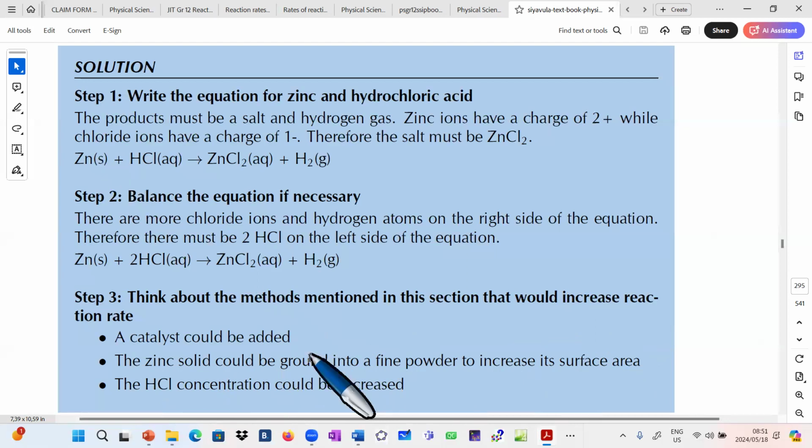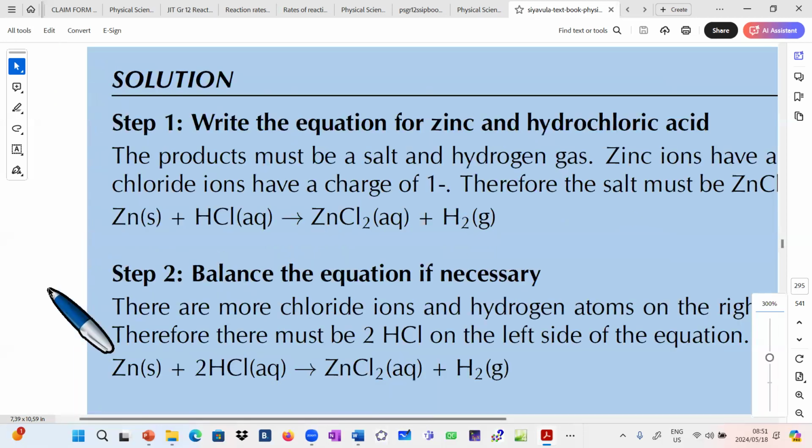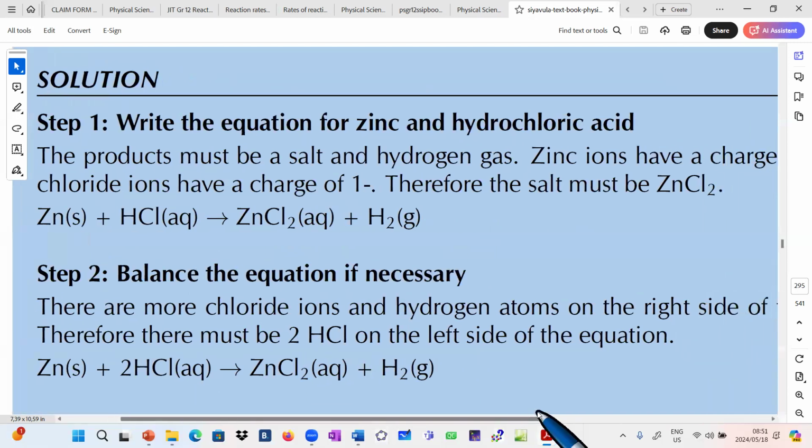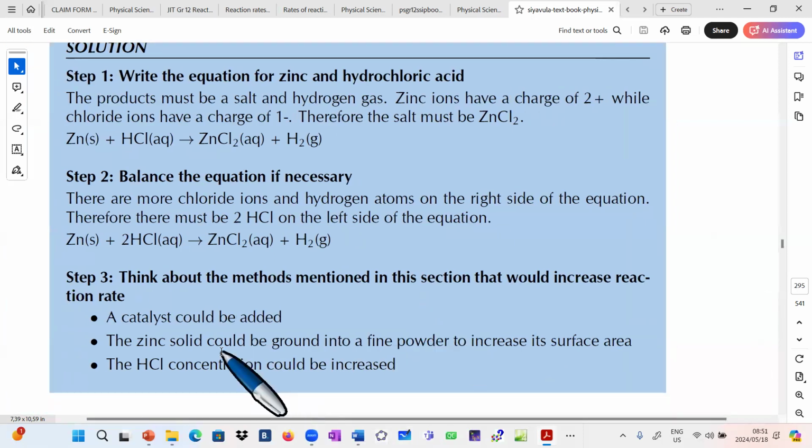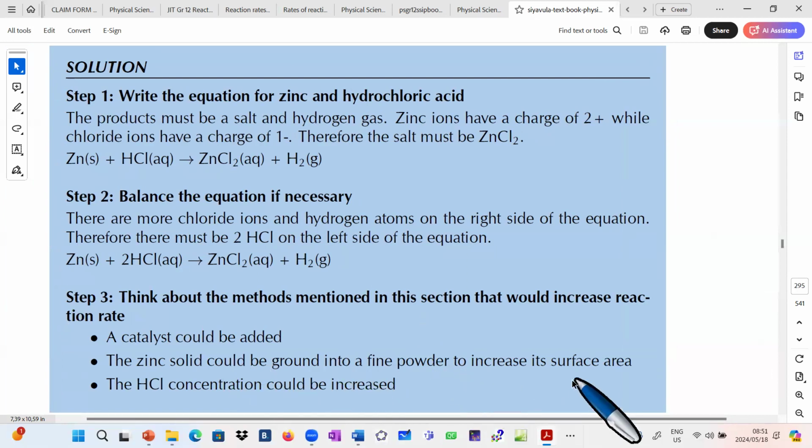You have zinc, which is a solid. You can increase the state of division and increase the surface area. How to increase the surface area? The zinc solid could be ground into a fine powder to increase its surface area. If there's a solid reactant, you can attempt to increase the reaction rate by breaking it down, grinding it into fine powder to increase its surface area.